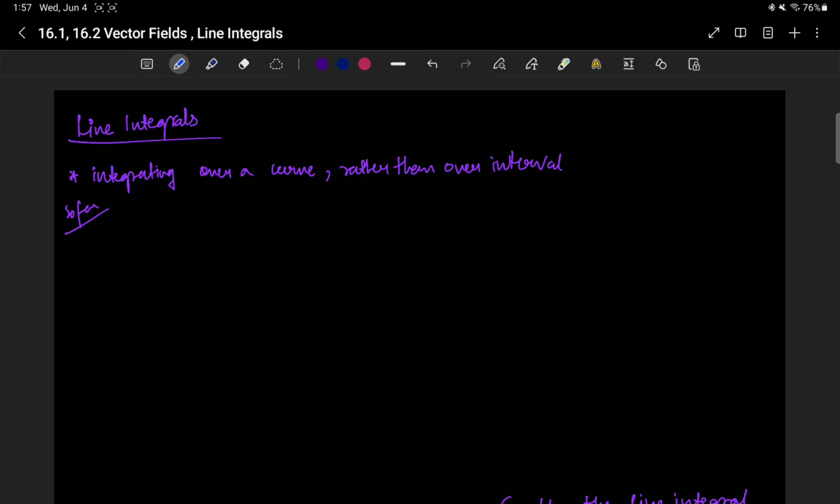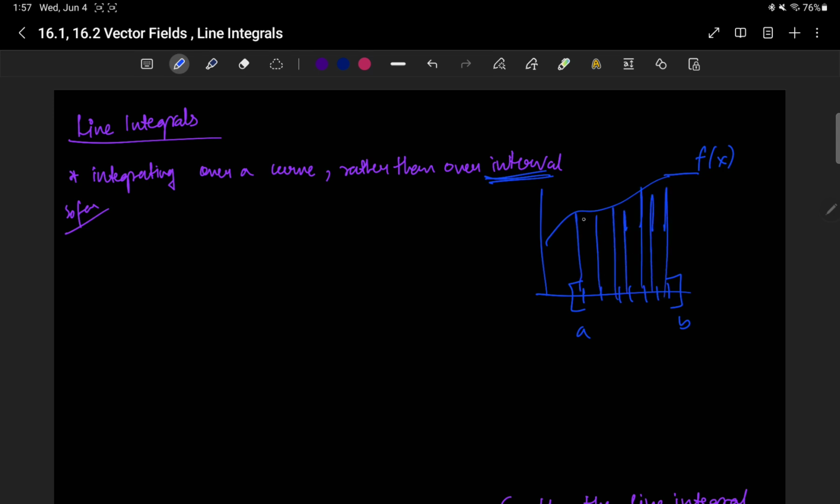The first type of integral that we will learn about is called a line integral, which is integrating over a curve rather than over an interval. So what does that mean? So far, our integration has been the following. Here's a function, here's an interval AB on the axis, and we divide this interval into infinitely many small parts, and we look at the corresponding parts and do our integration, which gives us the area or the arc length or whatever. But we were so far working with intervals.